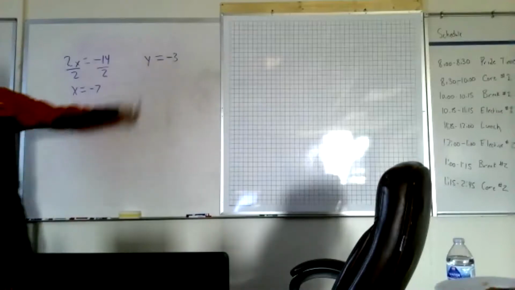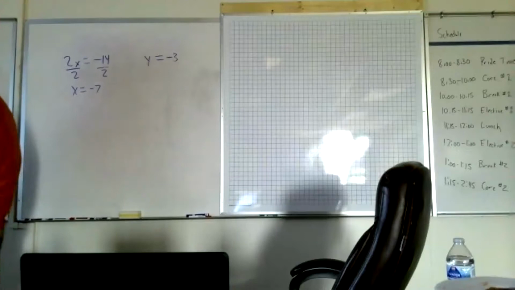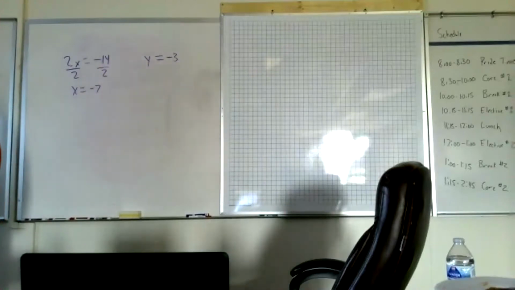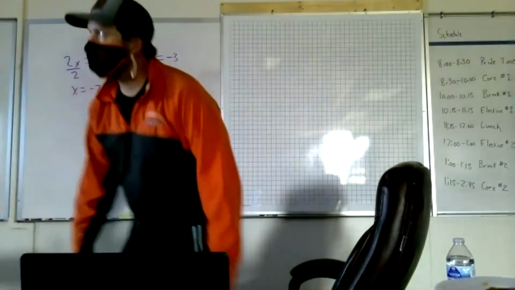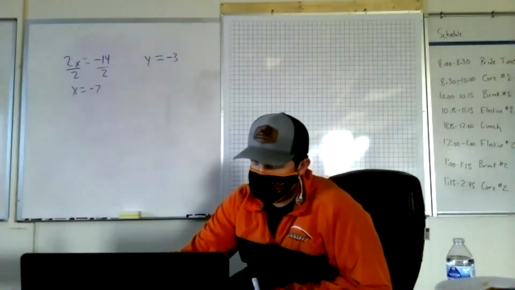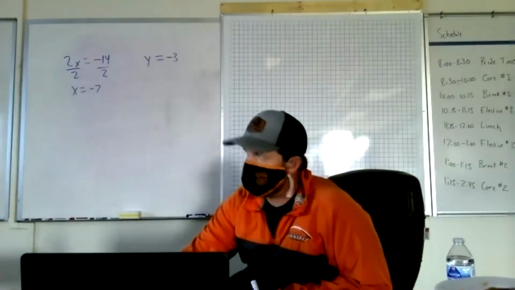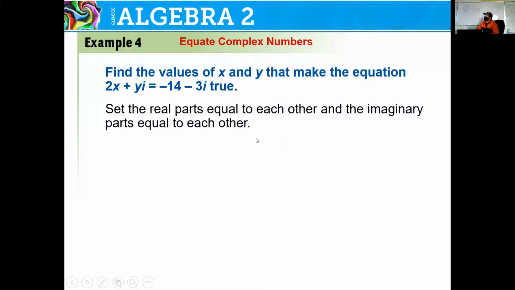You can see on the imaginary part, we don't bring over the i's. Okay, because for them to be equal, we need to match coefficients. Okay, so we're matching coefficients. So set the real parts equal to each other and the imaginary parts equal to each other, talking about coefficients.